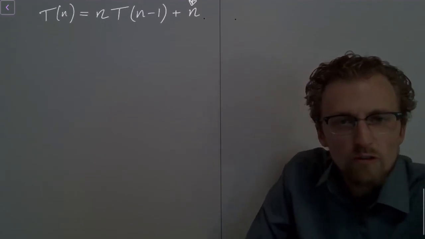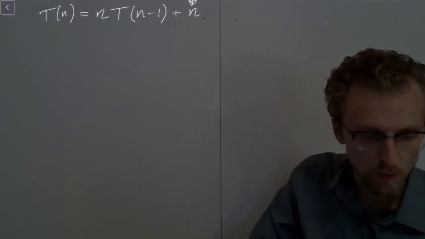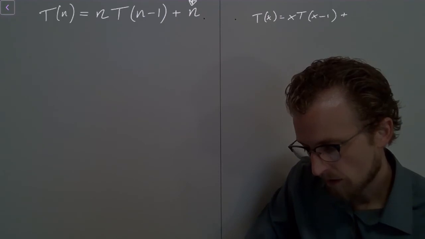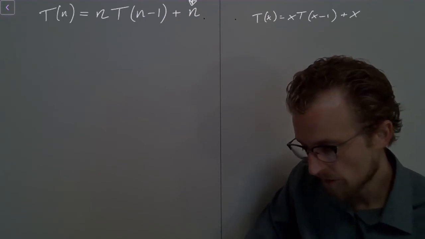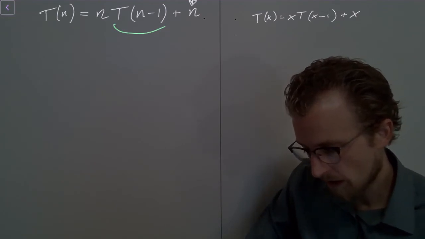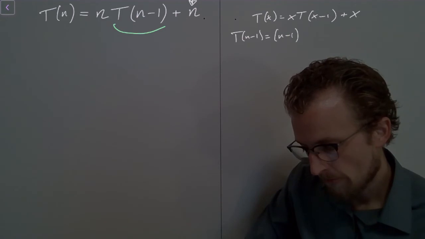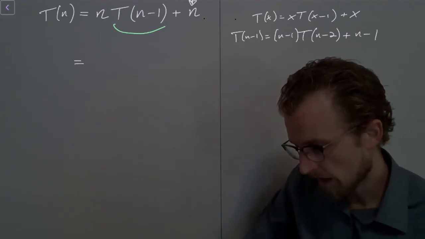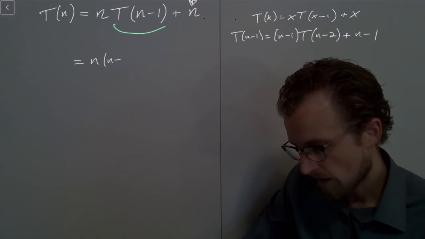Well, you might as well use kind of a repeated substitution approach here. So I'm going to write t of x equals x times t of x minus 1 plus x. And what I want to do is compute t of n minus 1. So plug n minus 1 in here, and I get t of n minus 1 equals n minus 1 times t of n minus 2 plus n minus 1. So then I substitute that back in, and I get n times n minus 1.